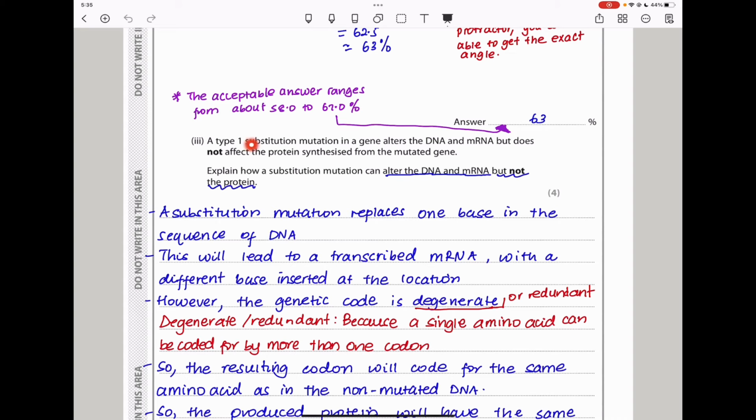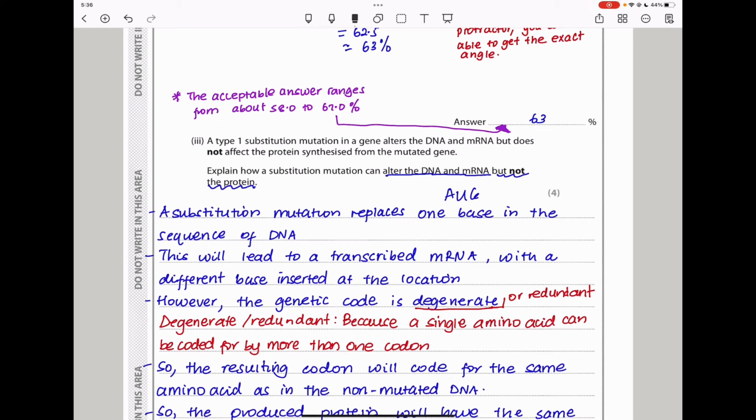So they say a type 1 substitution mutation in a gene alters the DNA and messenger RNA, but does not affect the protein synthesized from the mutated gene. They want you to explain how a substitution mutation can alter the DNA and messenger RNA, but not a protein. We expect most substitution mutations to actually alter proteins, but if it doesn't, then it means there is something that worked. So a substitution mutation replaces one base. So if a base is replaced in the sequence, remember those bases are going to be maybe A, U, G.